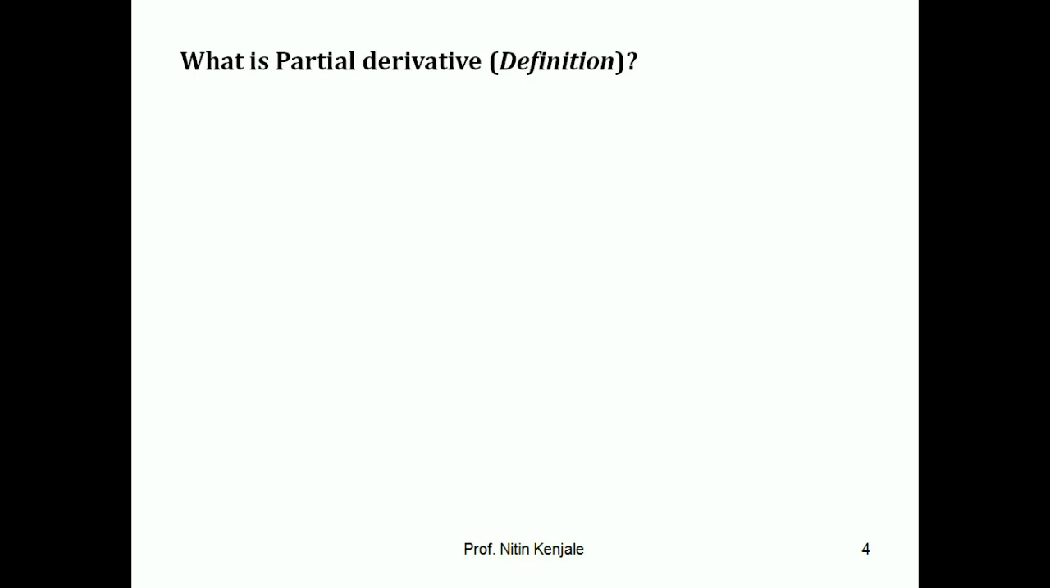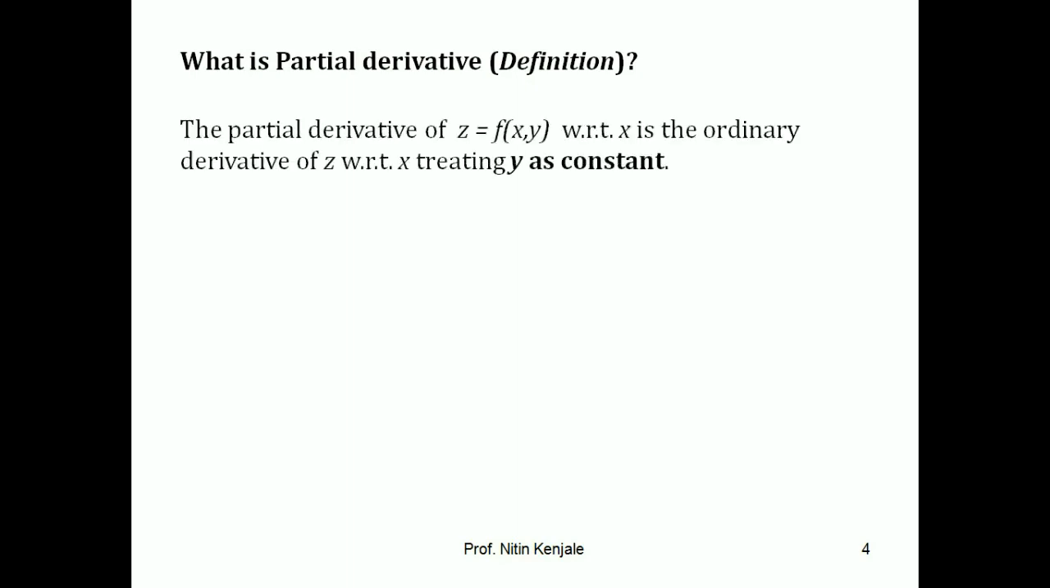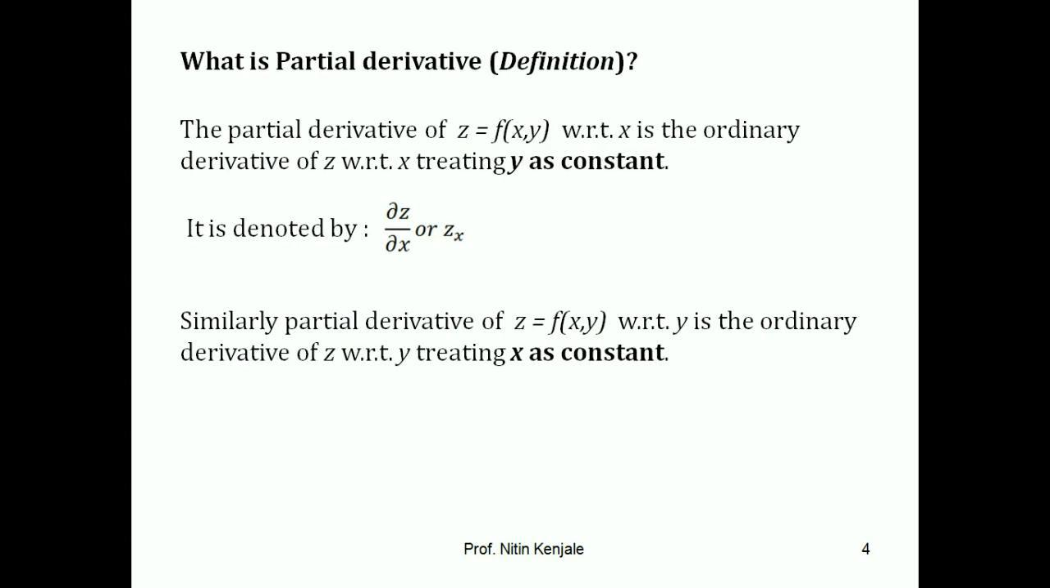Now let us see the definition for partial derivative. The partial derivative of z is equal to f of x comma y with respect to x is the ordinary derivative of z with respect to x, treating y as a constant. It is denoted by del z by del x or zx. Similarly, partial derivative of z with respect to y is the ordinary derivative of z with respect to y, treating x as constant. It is denoted by del z by del y or simply zy.